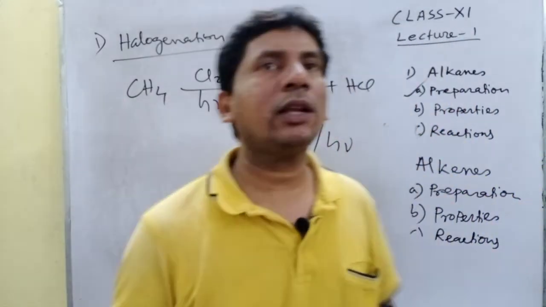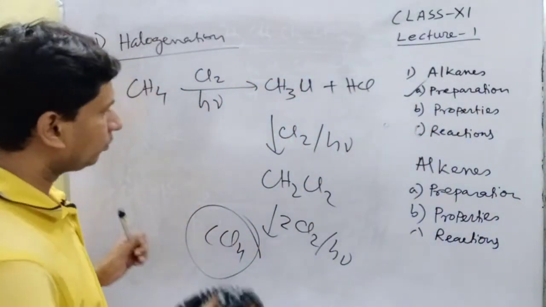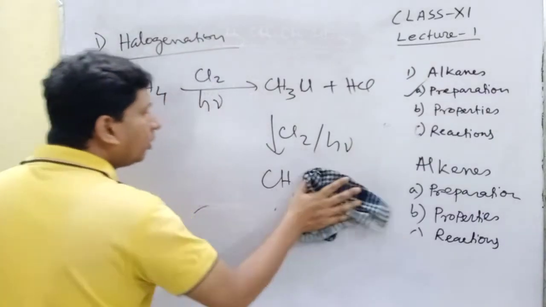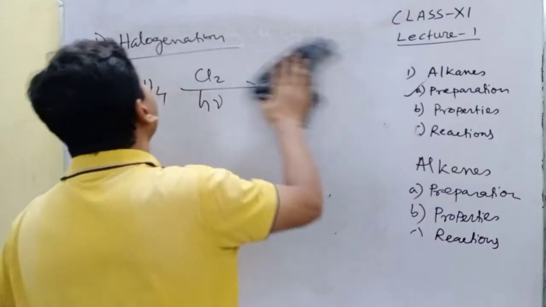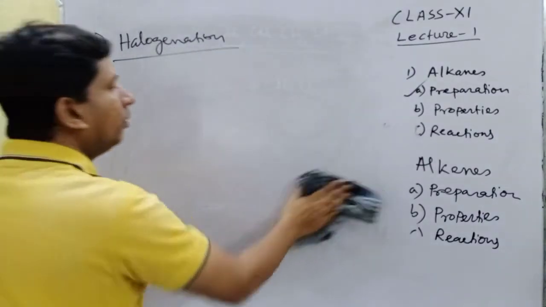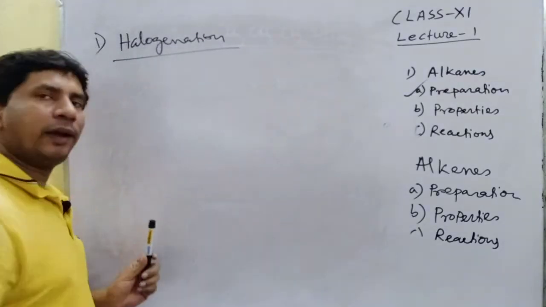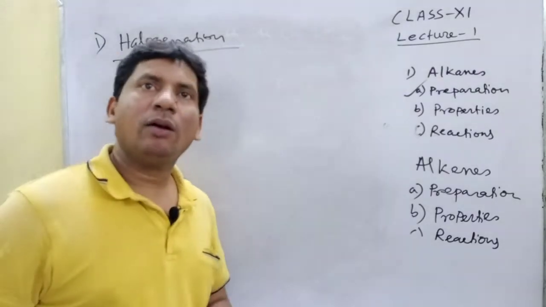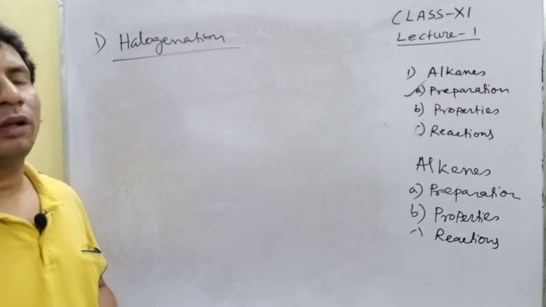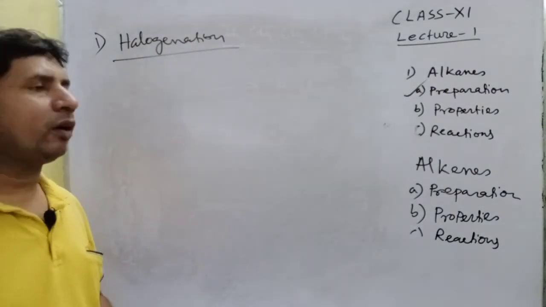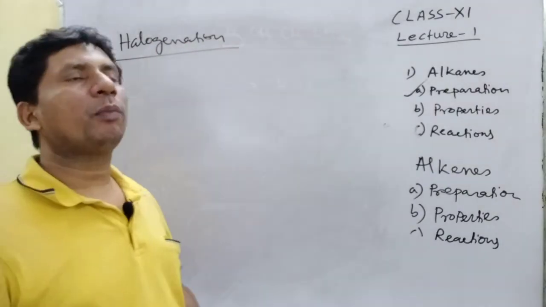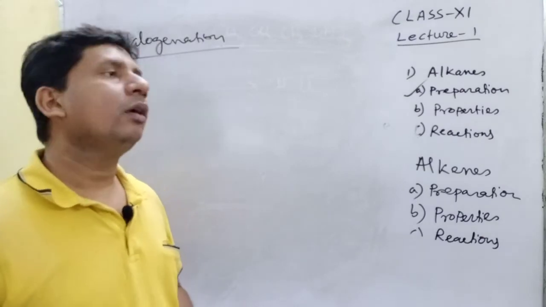So halogenation can occur in the alkane in this way, and complex formation may also occur. Organometallic compounds may be formed.